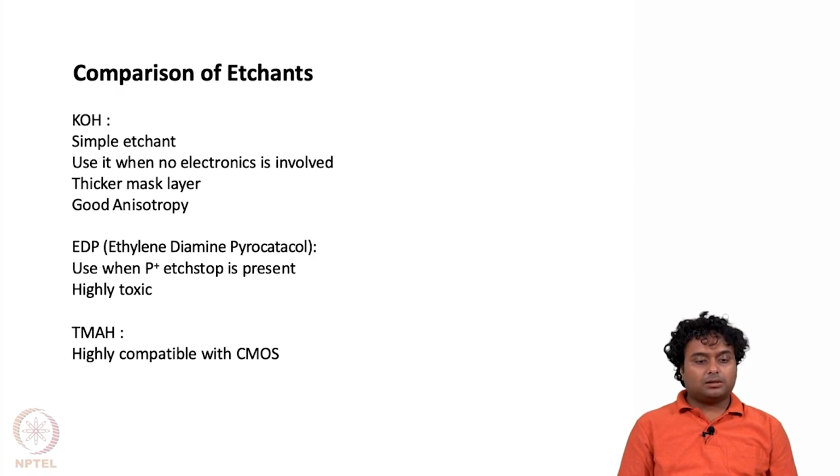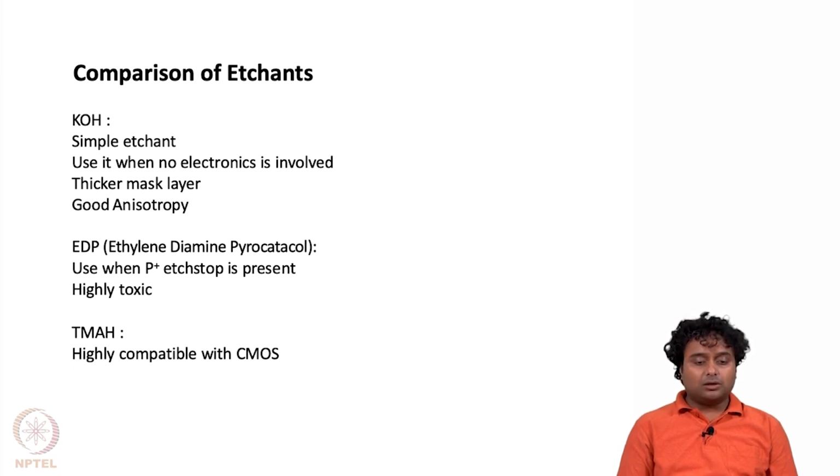Now if we compare KOH, EDP and TMAH, then we can see that KOH is a simple agent, and you can use it when no electronics is involved, because there is a possibility of K+ ions actually penetrating into the silicon and changing the conductivity of the silicon semiconductor. So let us say we are making some kind of electronic devices, and for a particular transistor we need a specific mobility of the transistor or the semiconductor. In that case, if we use KOH etching, then there is a possibility that the K+ ion might change the conductivity of the semiconductor layer or the silicon layer.